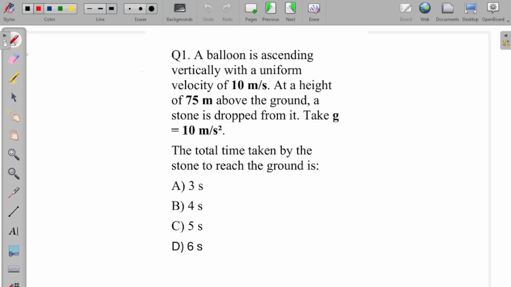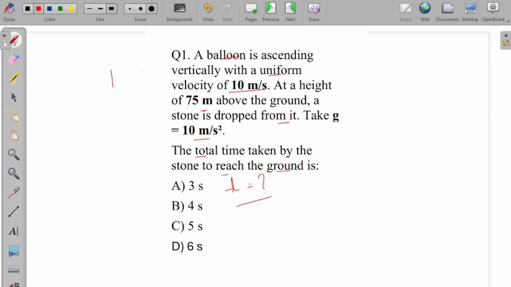Question 1 says, a balloon is ascending vertically with a uniform velocity of 10 meter per second at a height of 75 meter above the ground. A stone is dropped from it. Take g is equals to 10 meter per second square. All the units are homogeneous, so we do not need to convert the units. The total time taken by the stone to reach the ground. Time is to be found. This is the question. We have to find the time.